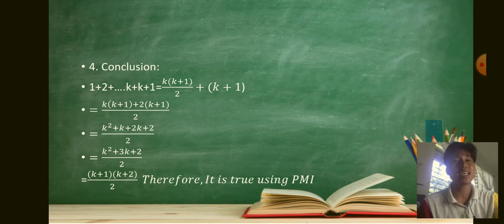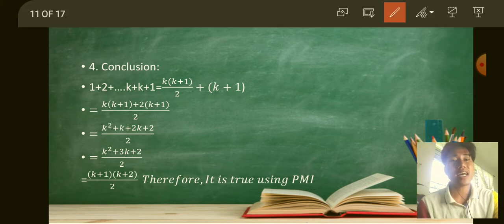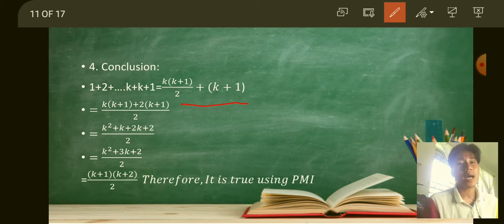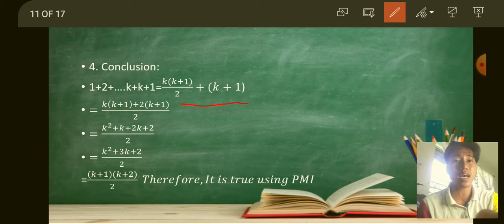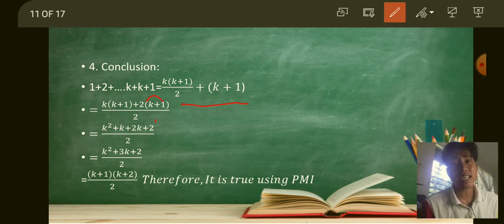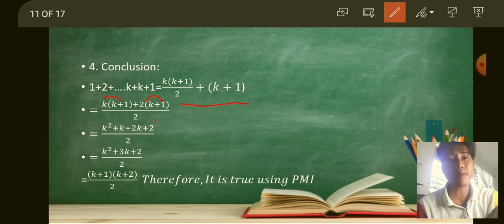So, we simplify this one. We add k times k plus 1 over 2 plus k plus 1. It will become k times k plus 1 plus 2 times k plus 1 over 2. So, we simplify that one. Here, k times k becomes k squared, and then k times 1 is k, plus 2 times k is 2k, plus 2 times 1 is 2, all over 2.